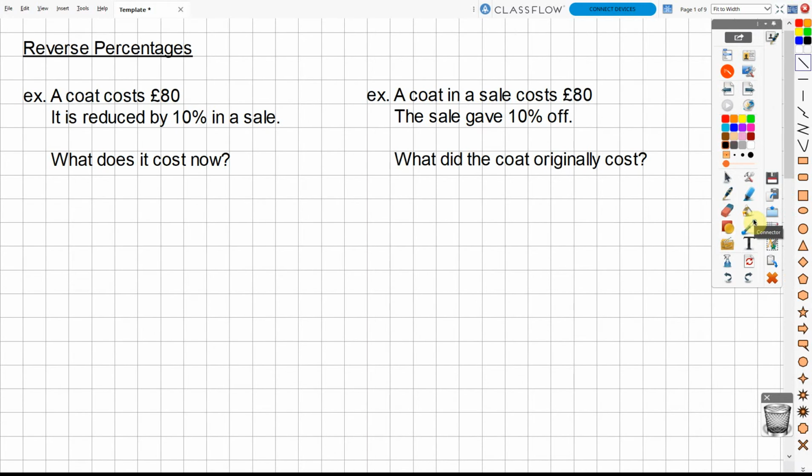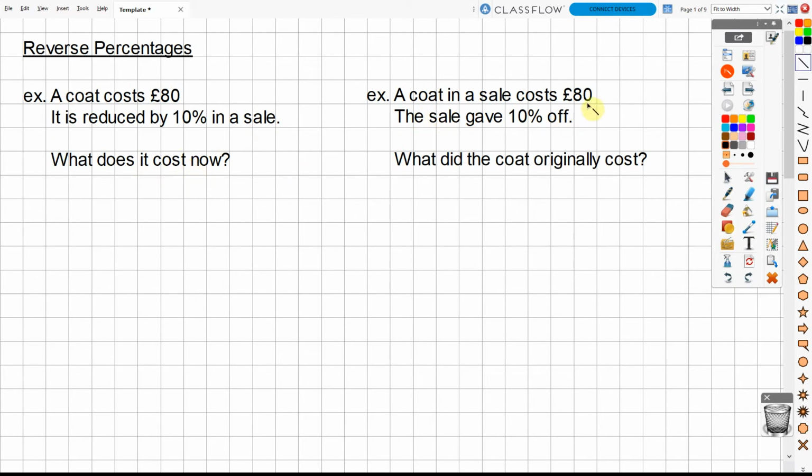We're going to look at reverse percentages. Now let's take a look at these two examples that I've got on the screen here. At first glance they look very similar. A coat costs £80, it is reduced by 10% on a sale. What does it cost now? Seems like a standard question.